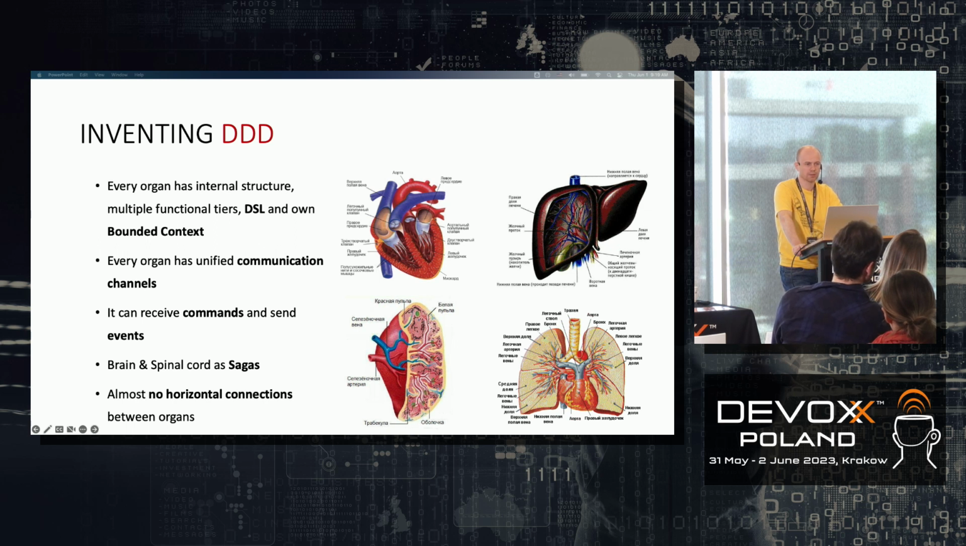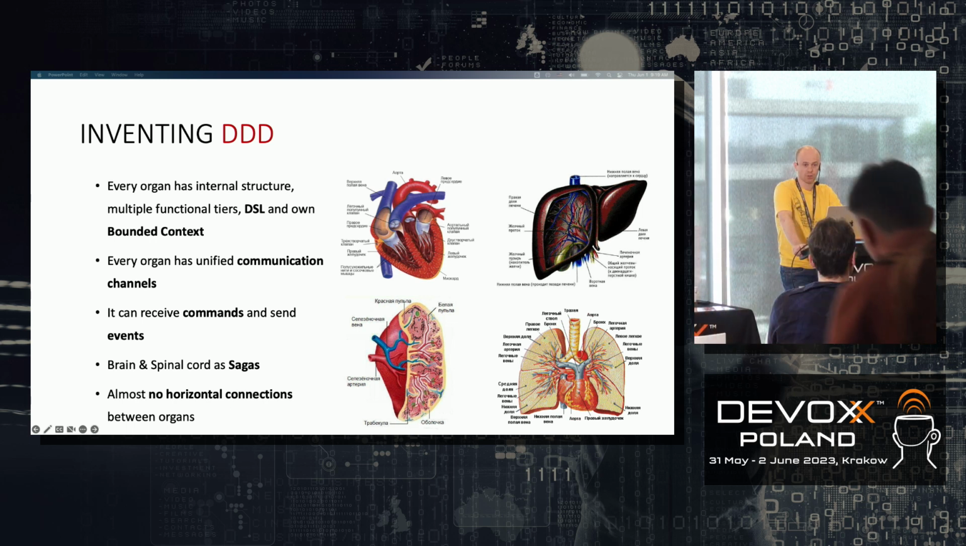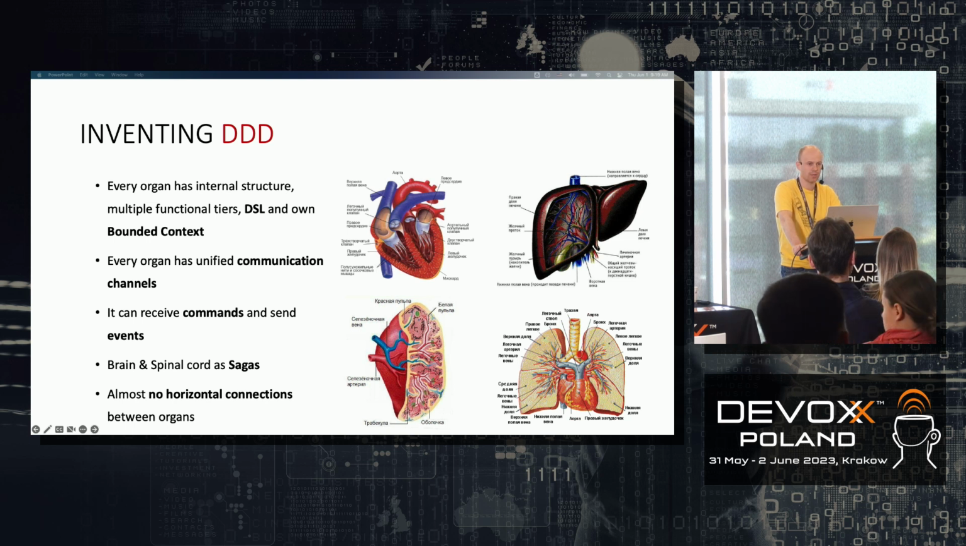And every organ also has unique communication, unique commands, unique events, but the communication channels are unified and the same. We will talk about them a bit later today. But the thing is that organs can receive commands from outside and send events somewhere outside for whom it might concern. And who might it concern? The brain. The brain behaves as a coordination center, which is pretty obvious, that sends those commands and receives those events. That's pretty similar, and it looks like it might be treated as a process manager or Saga.